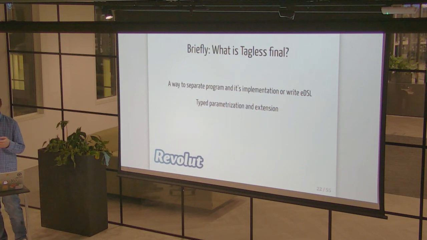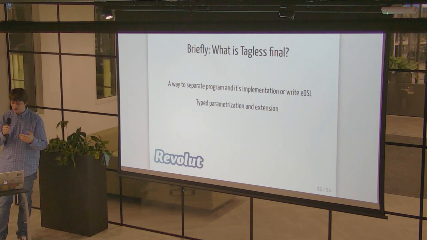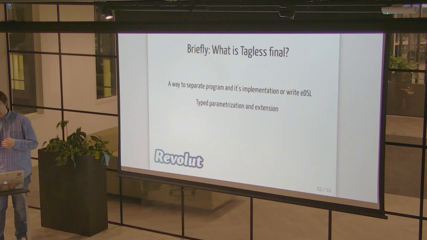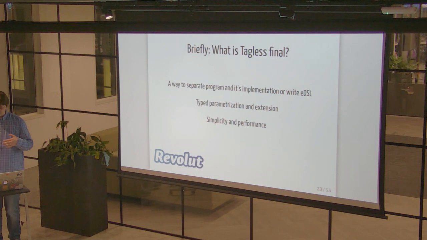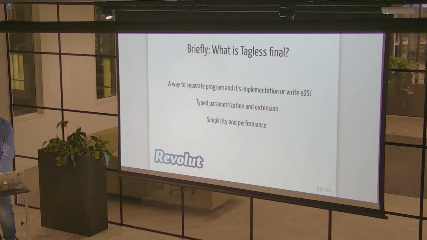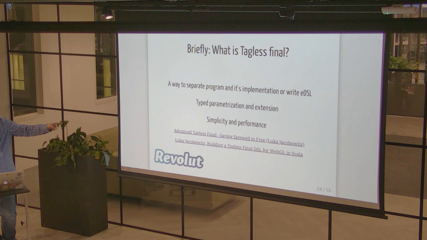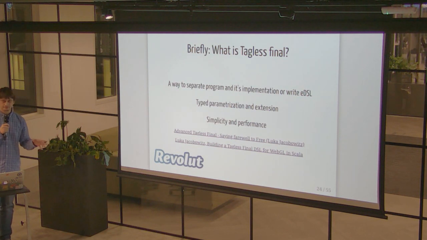Tagless Final can be used together with type classes in order to define implementation boundaries, a bounded context, for your Tagless Final application. Tagless Final is very similar to Free monad, but much simpler, with less boilerplate, and much more performant. So if you'd like to know more about Tagless Final, you can check these two talks by Luka Jacobowitz. In one of them, he talks about how to optimize your program, how it's better with free applicative analysis. And the second one is an example of building a new API on top of an impure program using the Tagless Final approach.